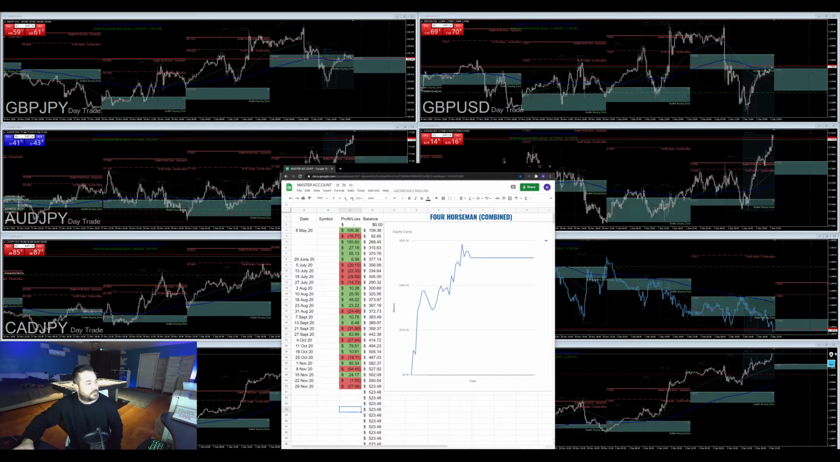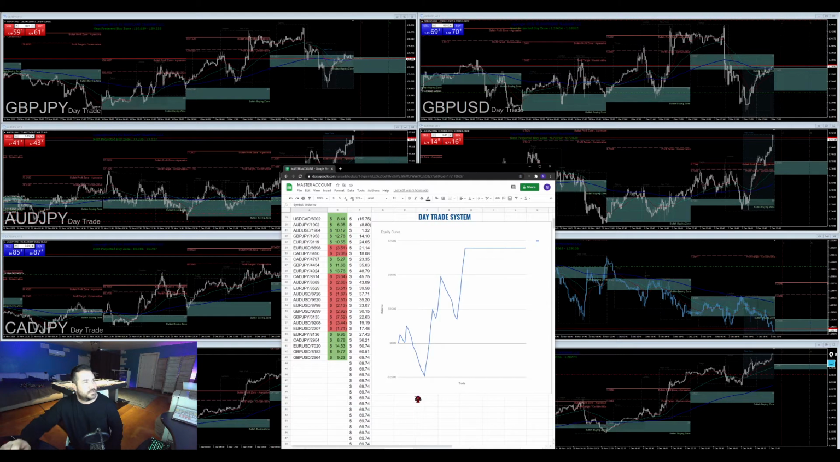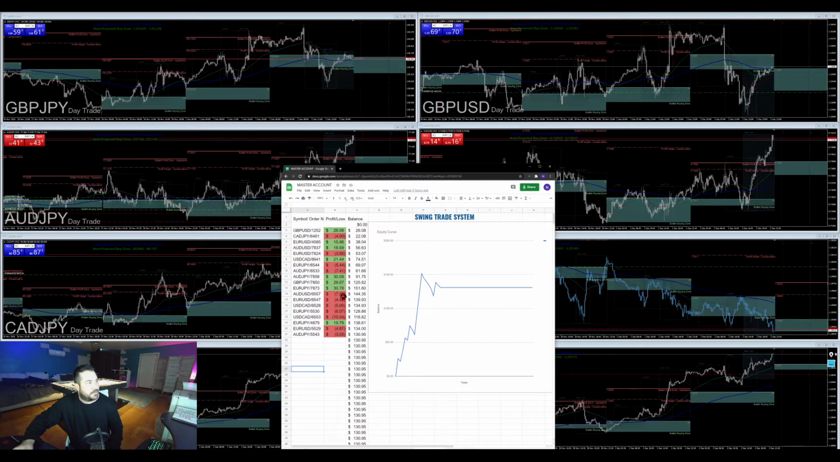And day trades right now, I have a couple of them floating. Actually, we'll get into that because I just had a couple of take profits on that. Swing trades, a little bit of a drawdown going on right now. As you can see, it's showing up on the equity curve, the drawdown.